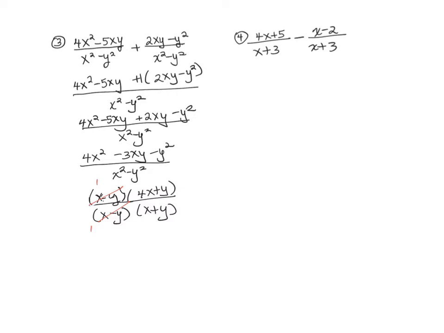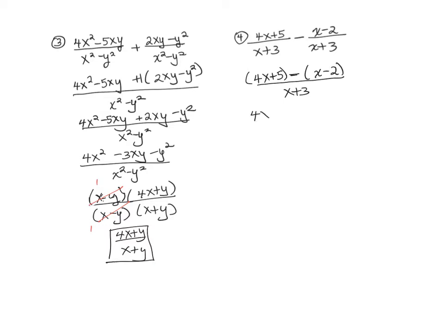So our final answer is 4x plus y over x plus y. And again, it's understood that x is not equal to negative y, and x is not equal to y as well. Okay, now let's take a look at the second one. In the second one, we keep the common denominator, but we have to put parentheses around these numerators, especially if they're subtraction. And again, subtraction is the key here.